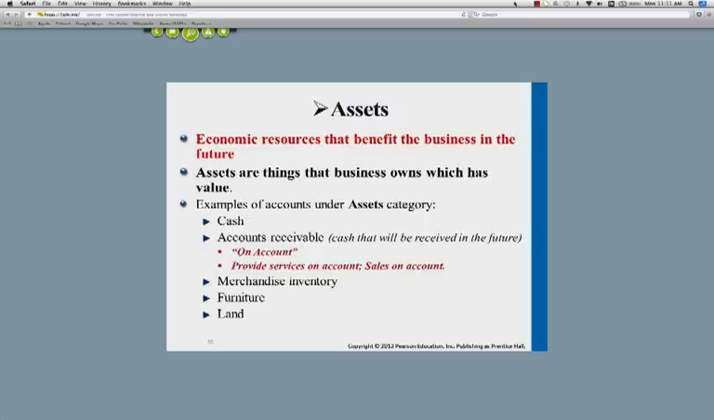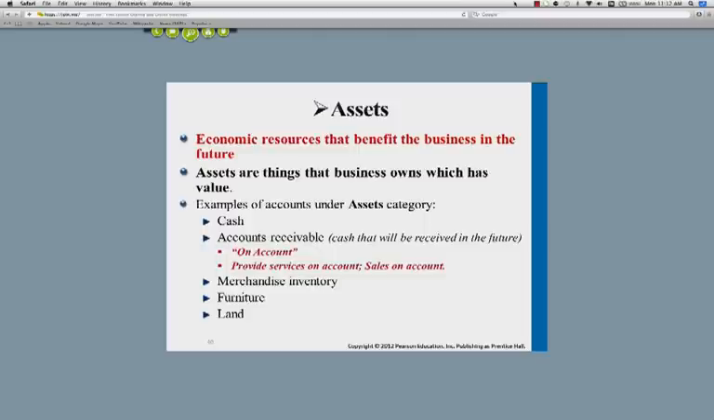Take a closer look at the assets definition. Again, assets are the resources that benefit the business in the future. Some of the examples here. Cash, hopefully, is the most important asset a business has. Because all the other business activities pretty much all lead to cash. And if it's not cash immediately, it will be cash later on, accounts receivable.